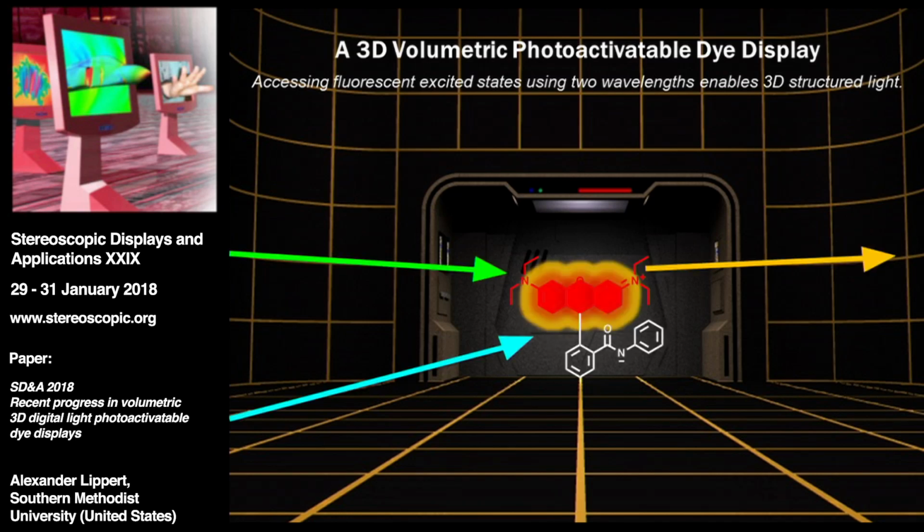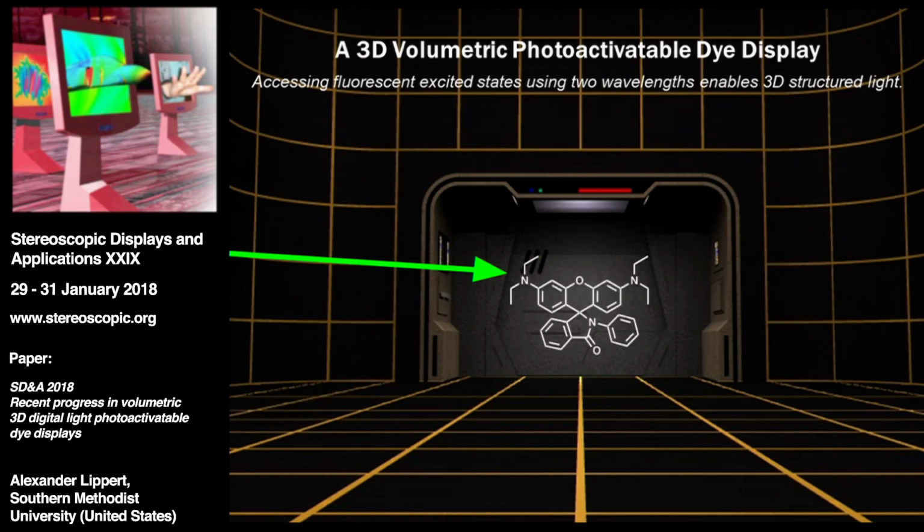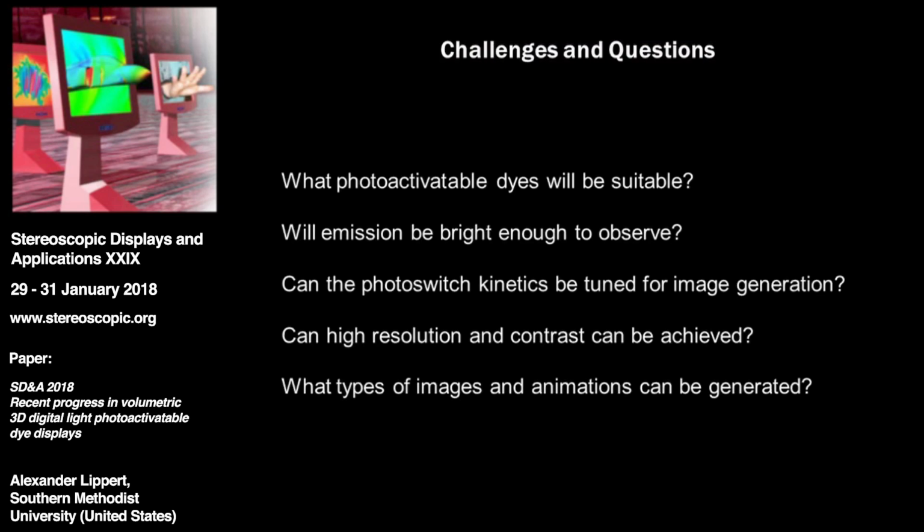So only where the two beams intersect do you get light emission, so you can control in 3D space where you generate an image. At least this was the idea. So we had a number of questions to answer before we knew this would work.